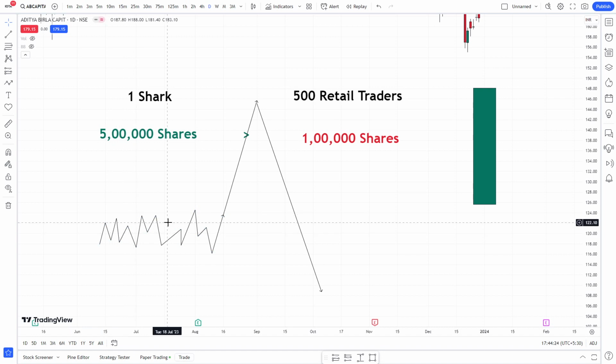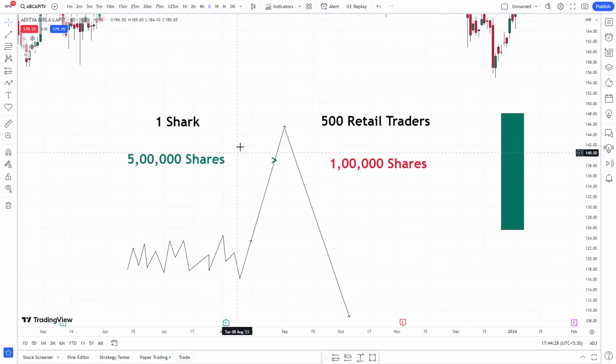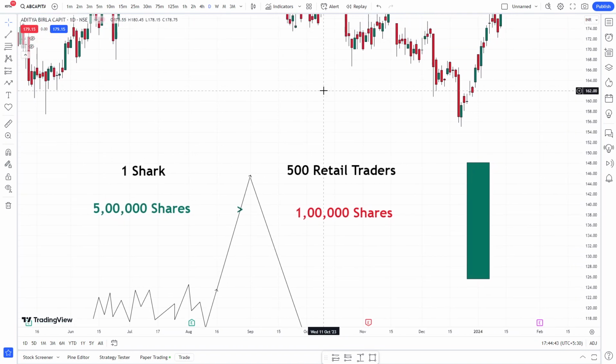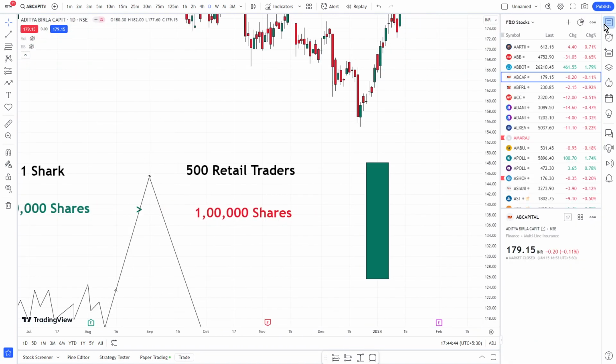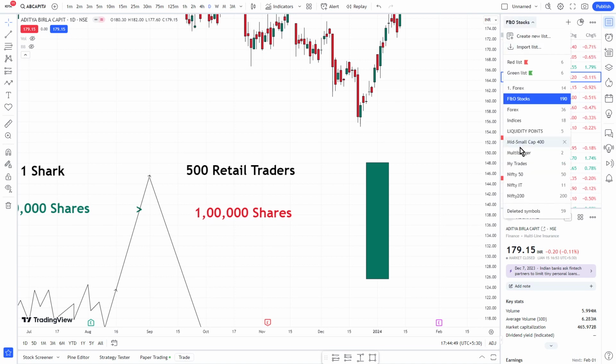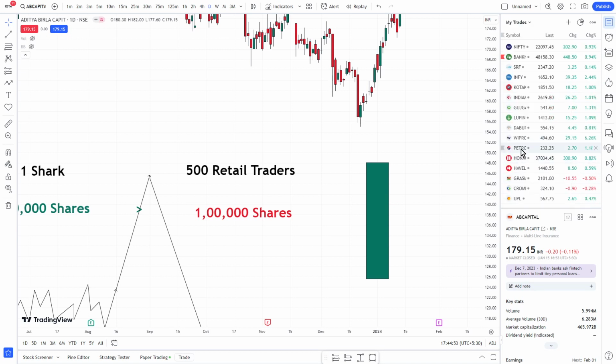Right now, what is important for us to understand is that whenever a shark enters the market, it brings big movement. The big movement indicates: yes, someone has entered with a lot of money. Okay, so this is the basic reason behind the price movement. I can show you a lot of charts where you will understand that this is how price moves after the entry of a shark.